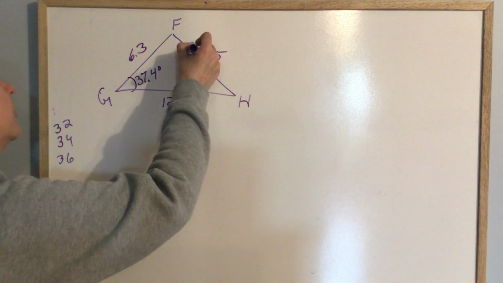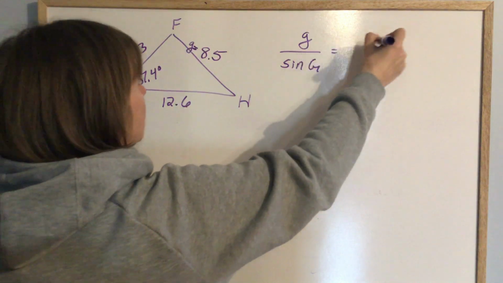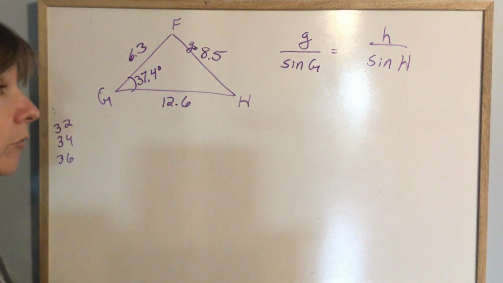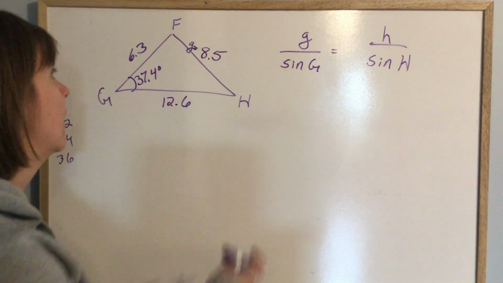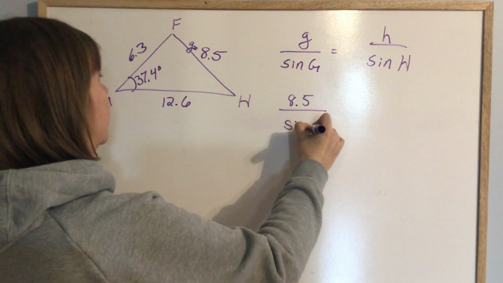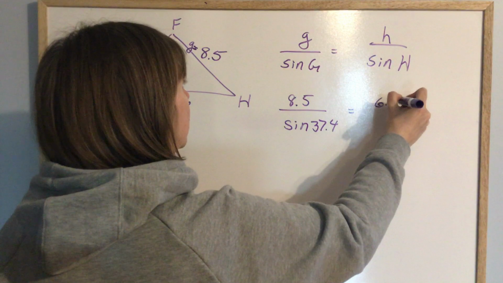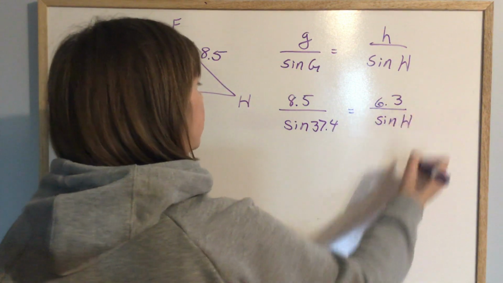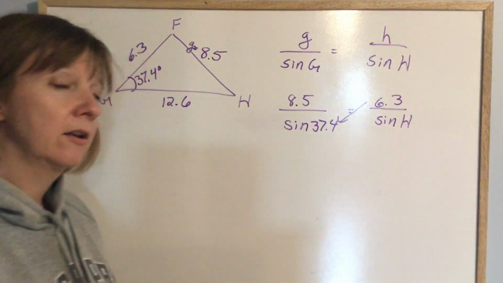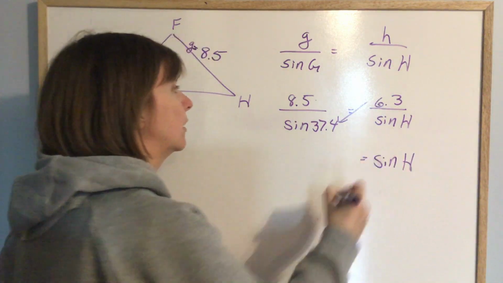So I'm going to do G over sine G is equal to H over sine H. Again, no reason. I could have done F over sine F. It doesn't make any difference. So I'm going to do G, 8.5 over sine of 37.4 is equal to H, which is 6.3 over sine of H. So again, I'm going to cross multiply the two things that are diagonal that I know and divide by this one.